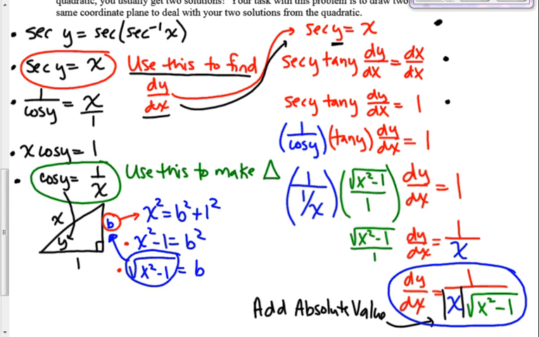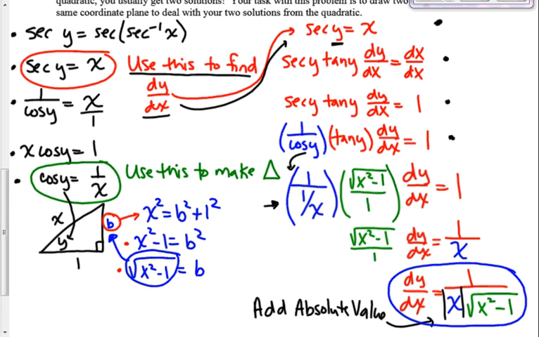In the next step, I changed my secant of y into a 1 over cosine y, and I did that in blue. And then I went immediately to my right triangle. So in blue, I changed my 1 over cosine y to be 1 over cosine y, and I knew cosine y was 1 over x. I can get that from the triangle, or I can get that from what I have circled in green.